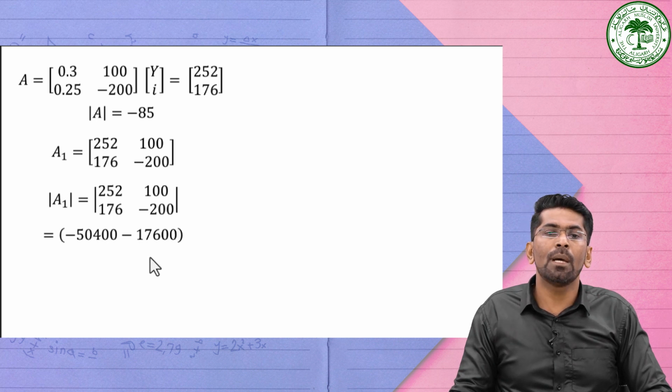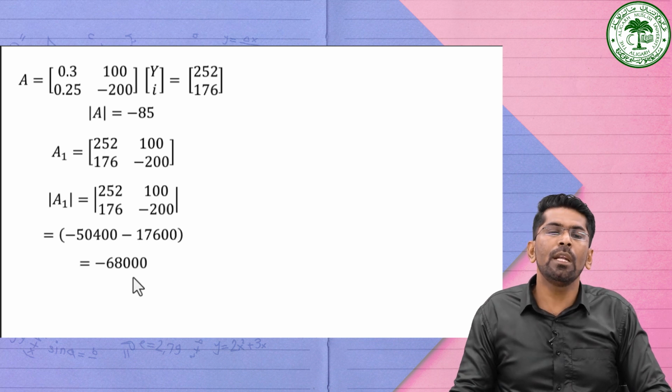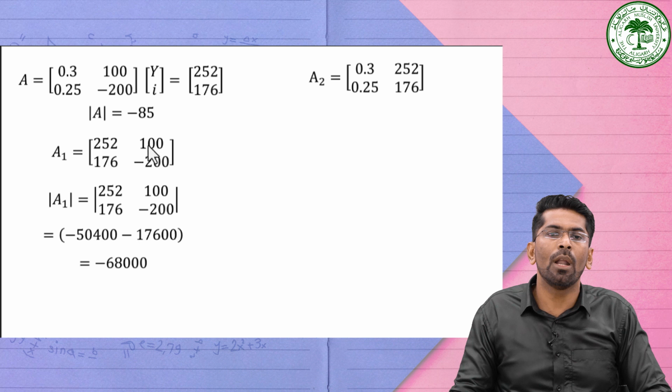If you go for subtracting these two elements, then it will become minus 68,000. So the determinant value here is minus 68,000. Now after that, we are again going to frame this special matrix, that is A2. So here A2 we are framing by replacing the second column by using the constant matrix.